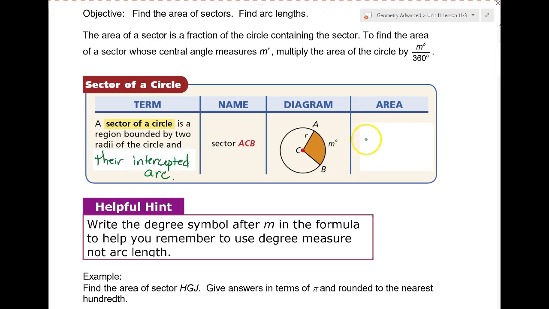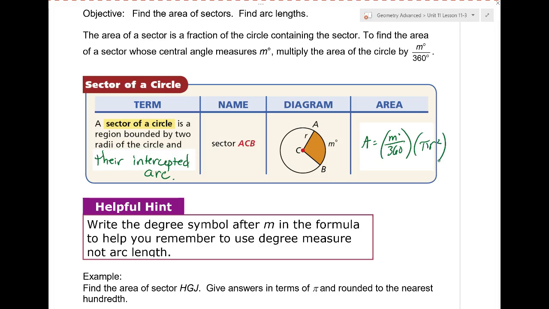But the area formula, you guys already know. It's the degree measure of the arc over 360. It's the fraction of my circle times the area of a circle, so times pi r squared. If you look at your book, they do it differently than me. This is the better way. I always think of it as what fraction of the circle do I have? Now, just a hint from the textbook: if you don't do this, it's not the end of the world. But when you're working with it, if you put the degree symbol with the m, you remember you're looking for the degree measure of the arc, not its physical length.